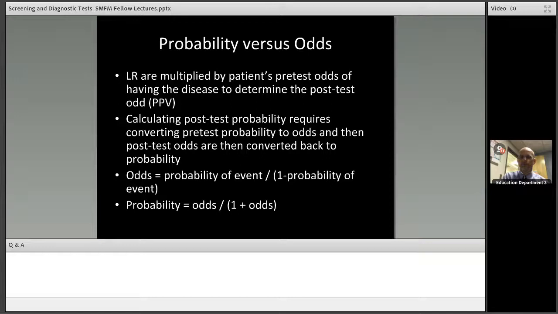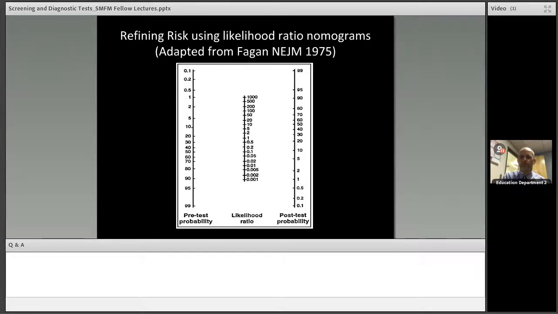So there are the formulas for how you move from odds to probability and from probability to odds. The way you calculate odds is by using the probability of the event divided by 1 minus the probability of the event. And on the other hand, how do you go from odds to probability? It is by dividing the odds by 1 plus the odds. Again, these are very interesting to epidemiologists, but clinically they are sometimes very hard concepts to explain to patients.